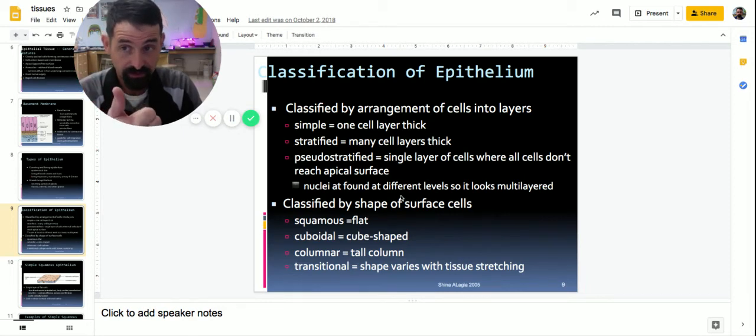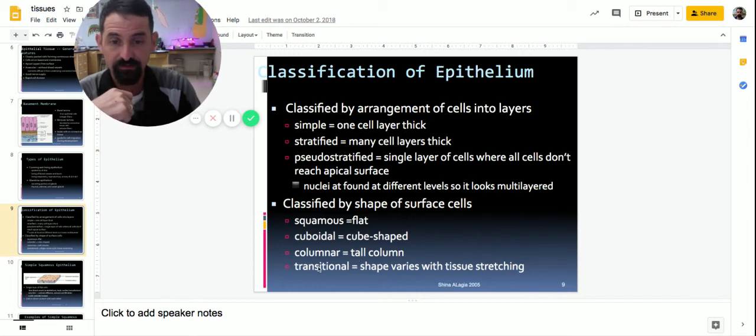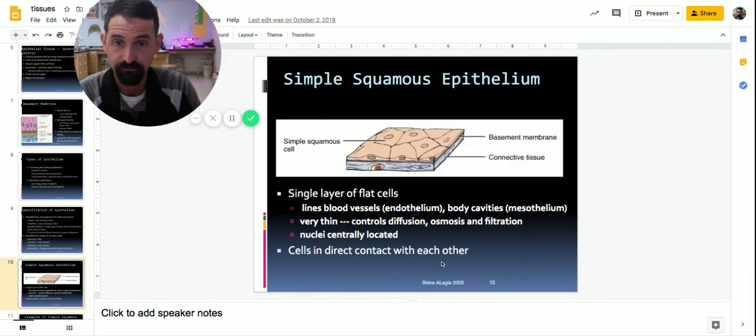So we look at one layer or multiple layers. Then we look at the shape of the cell. So first off, is it flat? Then we call that squamous. That would be like your cheek cells that we looked at in class. Cuboidal are cube shaped, that's a nice term, and columnar are tall columns. You also have another type called transitional that can stretch. That would be like the lining of your bladder, because your bladder stretches as it fills with urine or empties of urine. Those will actually change shape, which works out good for them.